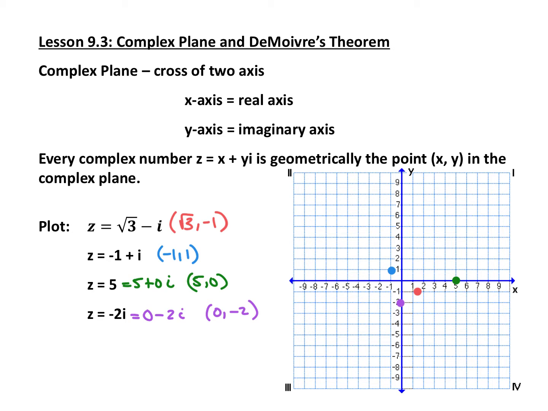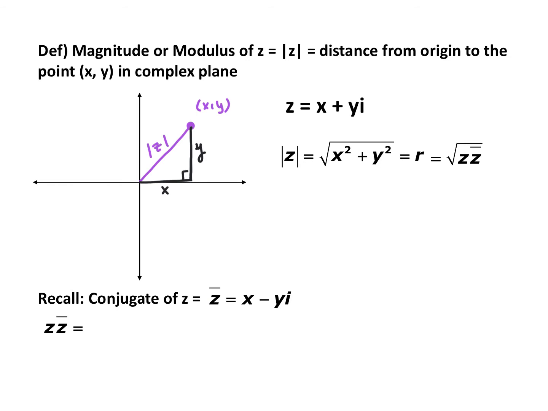So if you have a point z equals x plus yi, we can graph it geometrically just using the real component on the x-axis and the imaginary component on the y-axis. The magnitude or the modulus of z, which we represent with these bars, kind of like absolute value bars, represents the distance from the origin to that point z in the complex plane. So if this is our point x, y for z equals x plus yi, then the modulus would be this distance from the origin to that point.